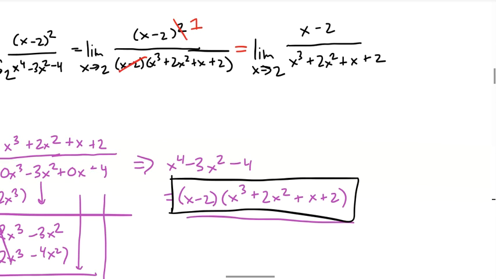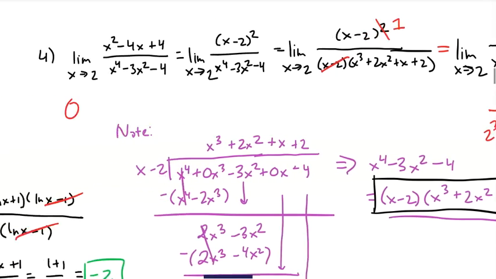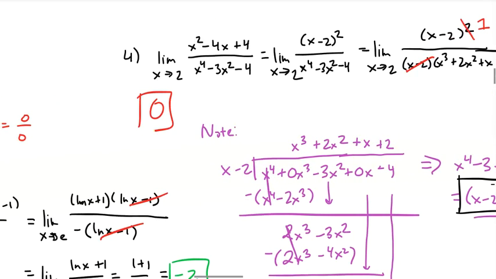And then by doing a direct substitution here, we have 2 minus 2 over 2 cubed plus 2 times 2 squared plus 2 plus 2, which will give me 0 over 8 plus 8 plus 4, which will end up being 0. And remember, our direct substitution at the beginning showed us that our answer should be 0, so this is correct.